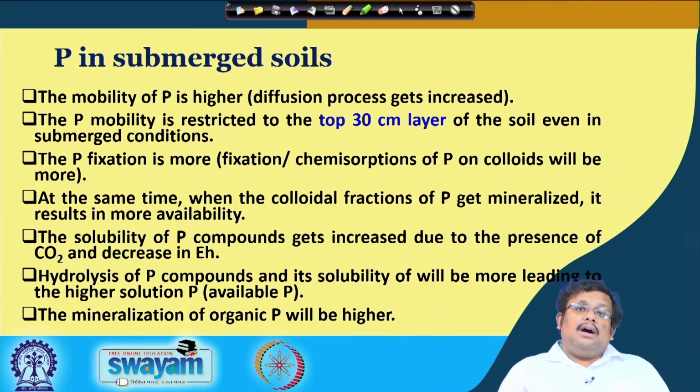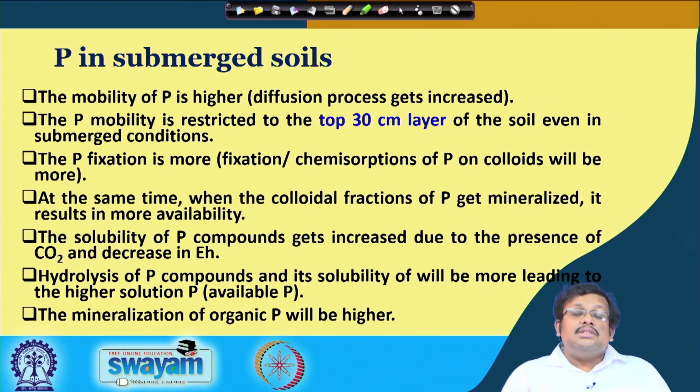Obviously, when the colloid fractions of phosphorus get mineralized, it results in more availability because it converts into more available and more soluble forms. And also remember that the solubility of phosphorus compounds increases due to the presence of carbon dioxide and a decrease in Eh.